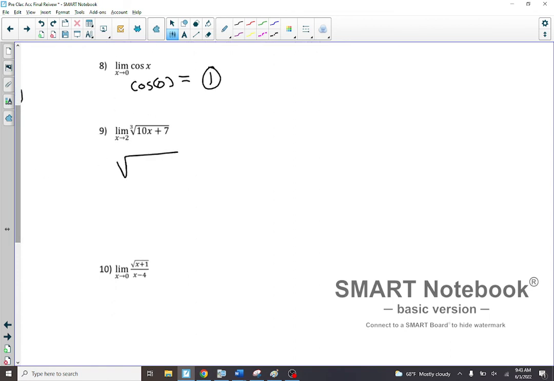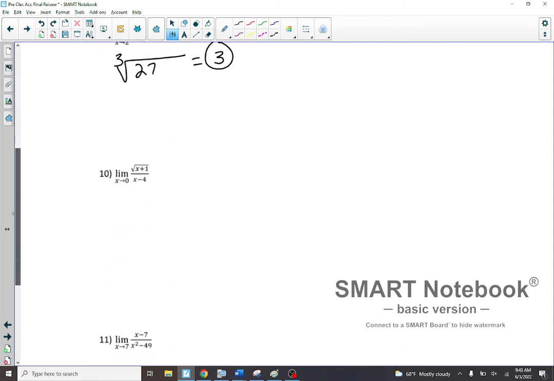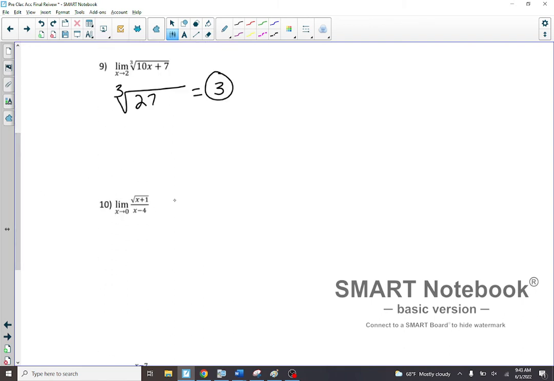Here, cube root of 10x plus 7. 2 times 10 is 20, plus 7 is 27. The cube root of 27 is 3. Limits are really nice when they work. Plug in 0 here. So it's the square root of 1 over -4, which is just -1/4.